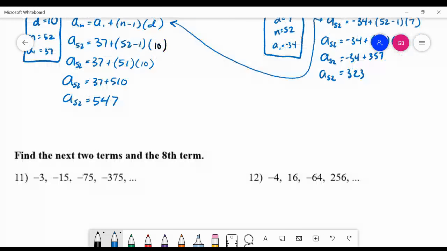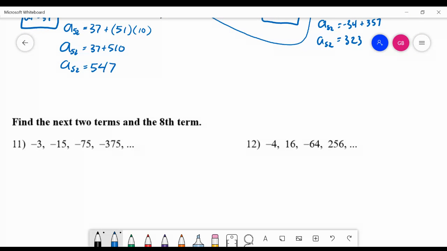All right, 11. Find the next two terms and the eighth term. Okay, so negative 3, negative 15, negative 75. I could see that the common ratio is 5. You're multiplying by 5 each time. So negative 375 times 5 is 1,875. That times 5 is 9,375. And that times 5 is 46,875. So you see that when we multiply, it grows very, very fast.